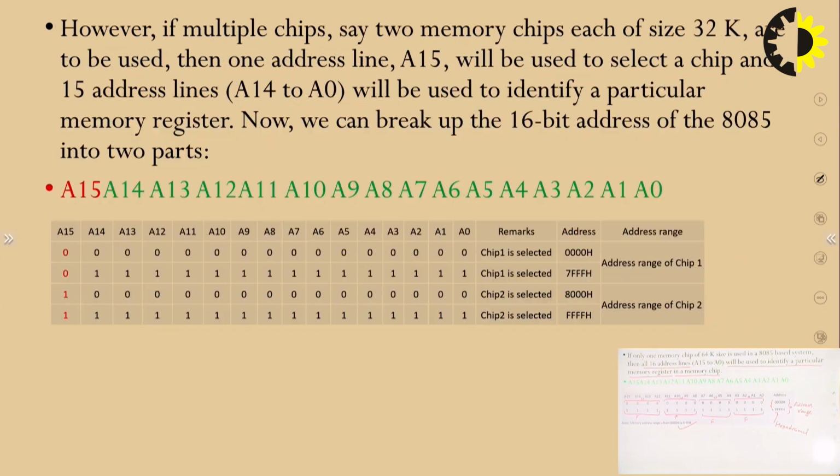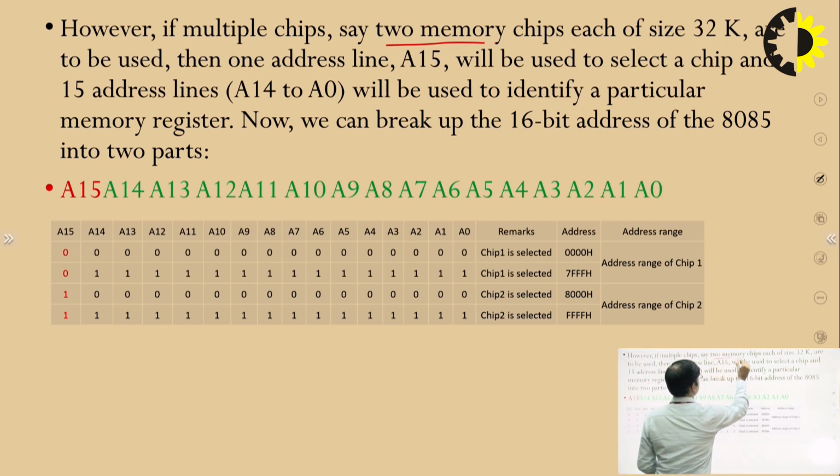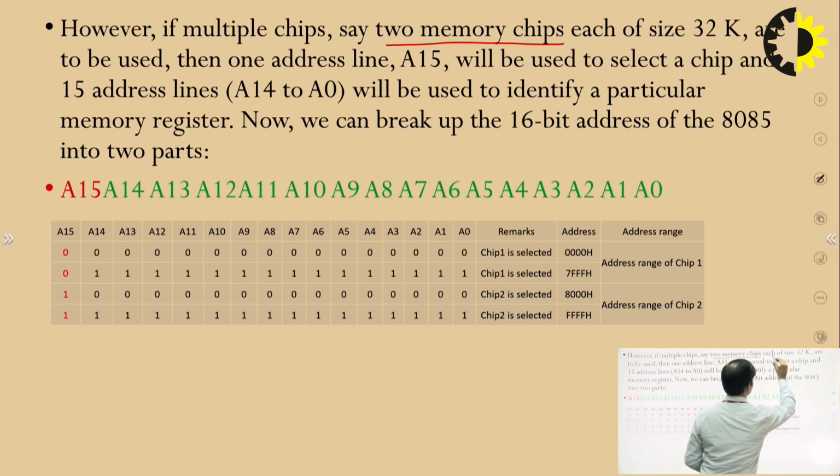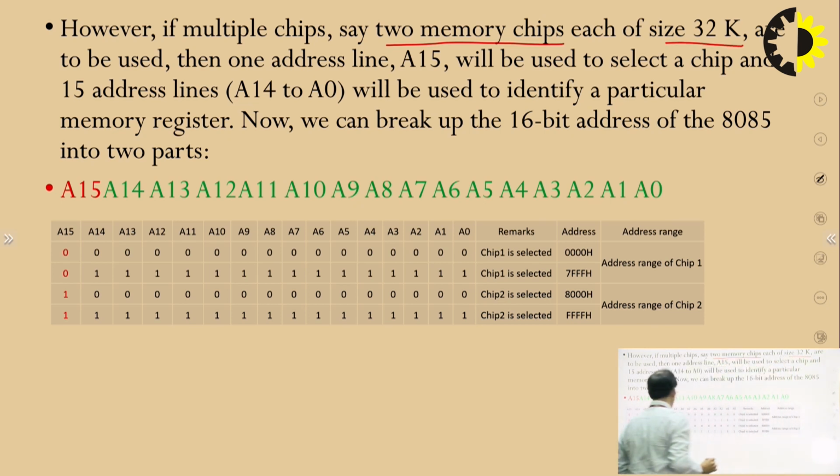Now, take another case where instead of using a single memory chip, we have two memory chips, each of size 32K. Here we have two memory chips and the size of each chip is 32K. Now, how to interface memory if we have this case?